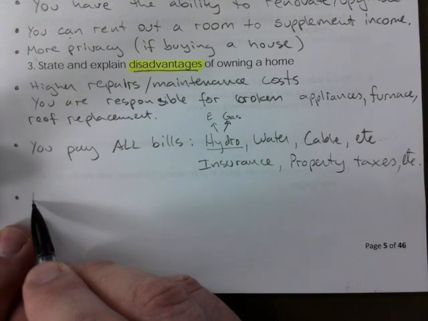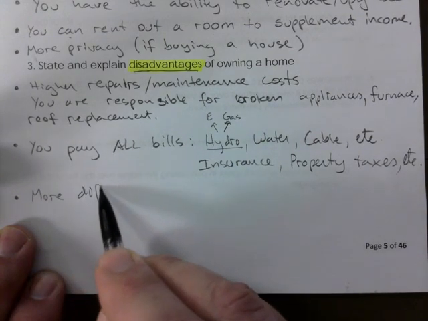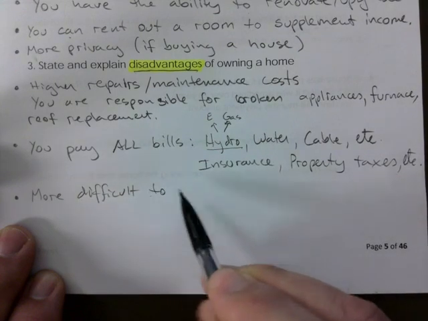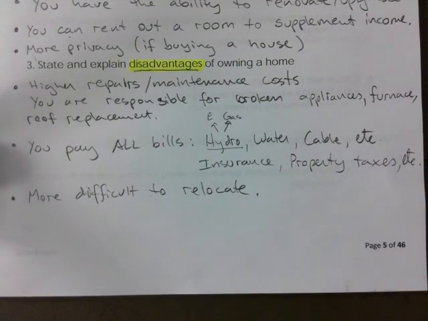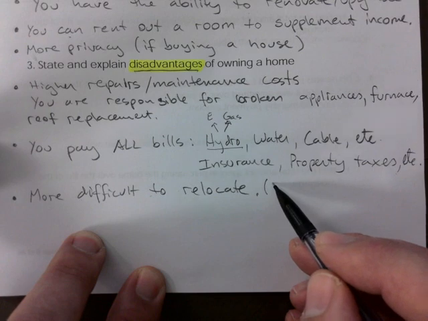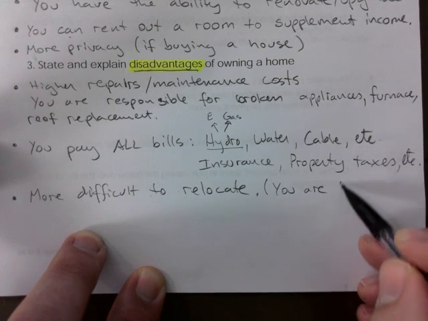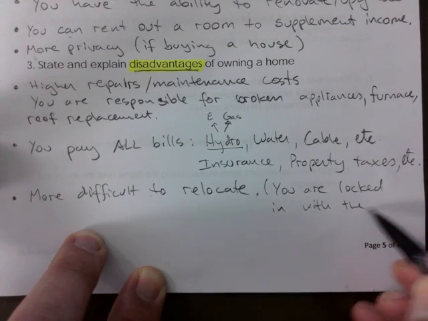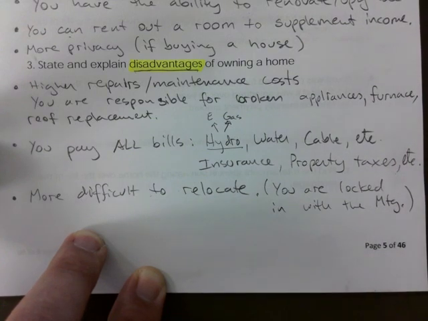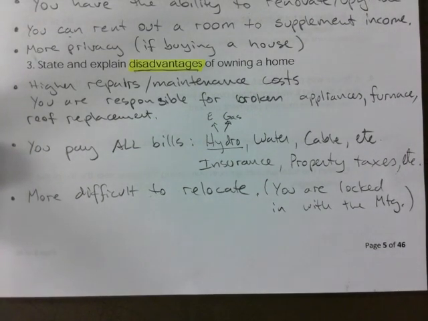It's more difficult to relocate. Okay. So if you need to move because of a job opportunity, some people need to move. Like if you graduate from university or college and you want to be in that field, you might have to move, right? It's harder to do that. You are locked in with the mortgage, right? The bank has you locked in most likely. Okay.